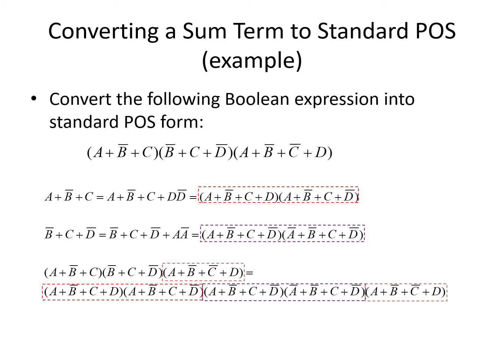Similarly, for B bar plus C plus D bar, the missing variable is A. So we add the next term, plus 0, and 0 can be replaced with A bar. That results in again those two terms. So this product of sum with these three terms can be expanded in this manner. This is how we convert a sum term to standard product of sum form.